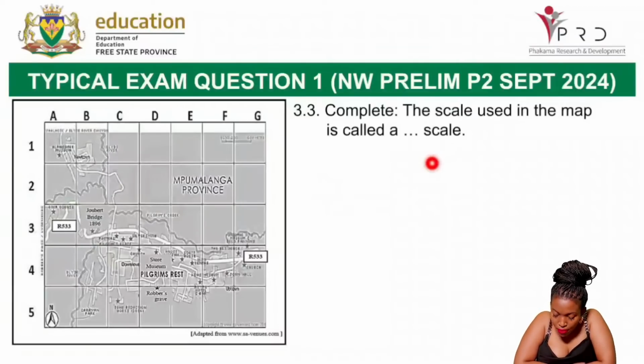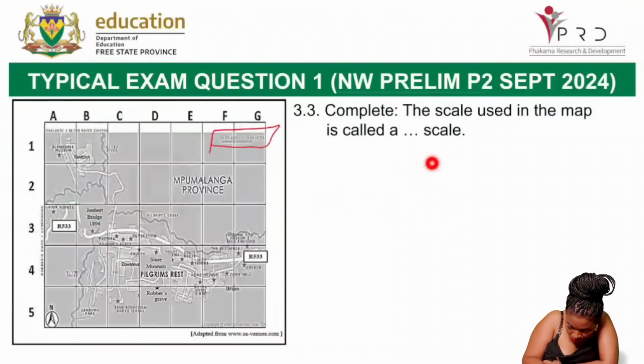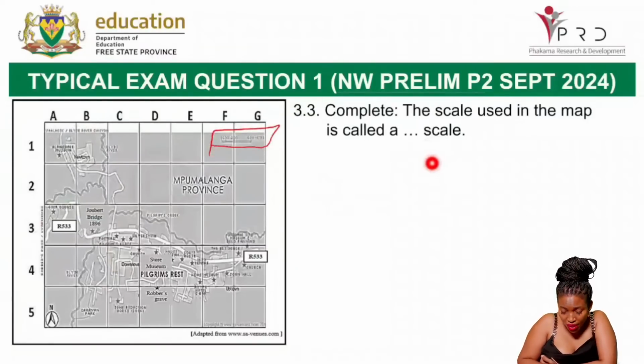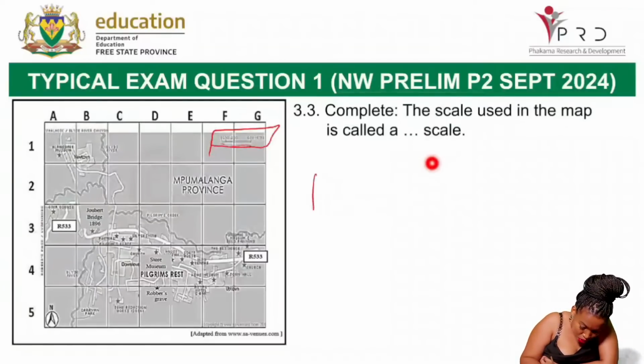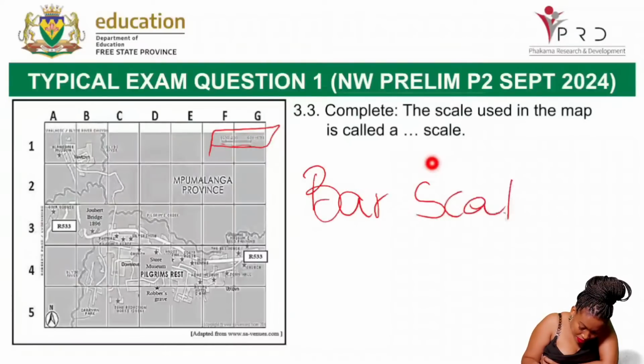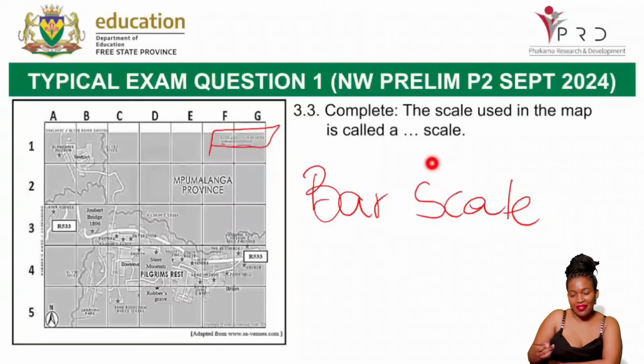3.3. Complete the following sentence. The scale used in the map, this type of scale, is called a blank scale. What type of scale is this one? Even though it's not visible, it looks like there's a line there. This is called a bar scale. That is the answer.